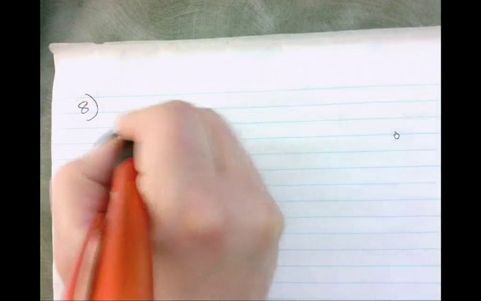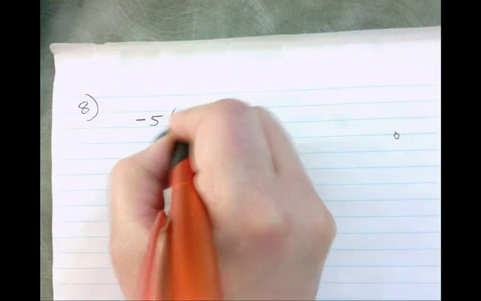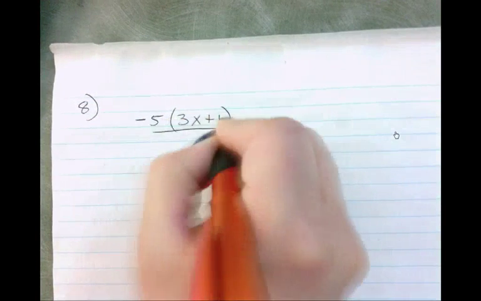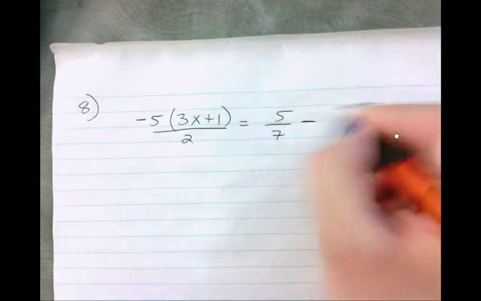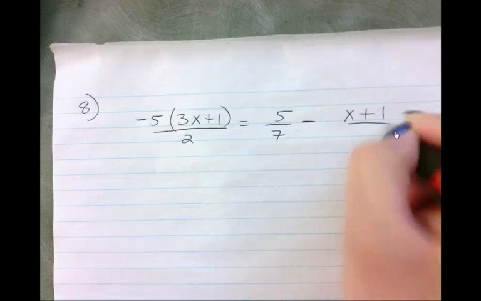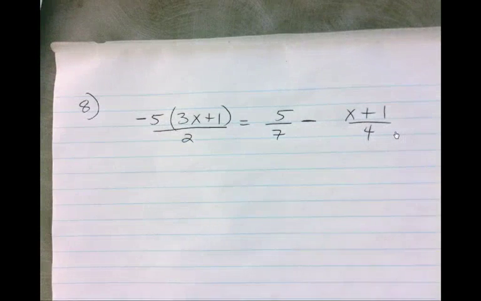The first thing I'm going to do is rewrite the question so that there is extra space for me to do my work in it. So I've got my minus 5, and then I've got my 3x plus 1, all over 2, equals 5 over 7 minus x plus 1 over 4. Now I want to try to eliminate the fractions. What is my lowest common denominator? I've got a 2, a 7, and a 4.